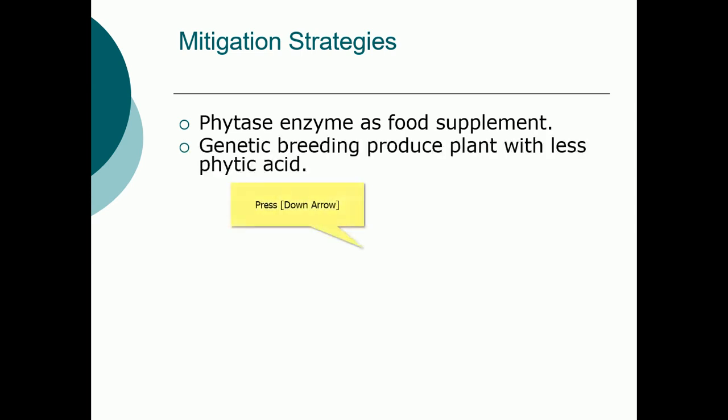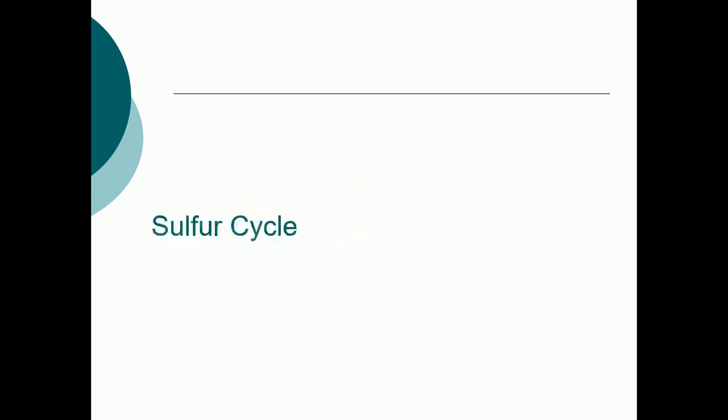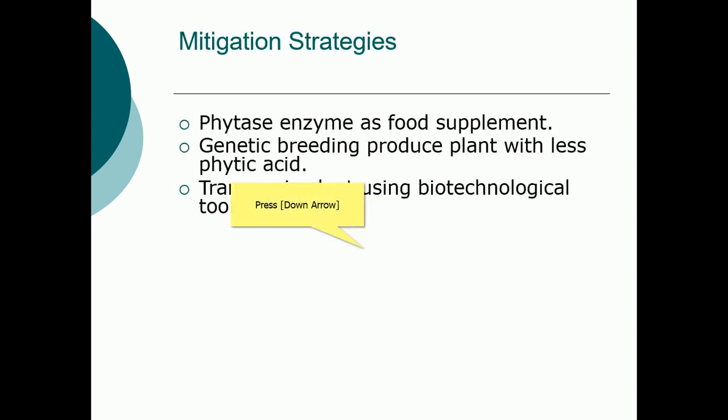So what are the mitigation strategies of phosphorus basically? Phytase enzyme can be used as a supplement, so that when you take a food containing phytic acid, the phytase can break it down, therefore lifting that risk of iron deficiency in these micronutrients. And we also have genetic breeding, where you have a plant that will contain less phytic acid. Equally, you can also come up with a transgenic method using biotechnological tools, plants that can no longer even store phytic acid, where the synthesis of phytic acid is being disrupted.